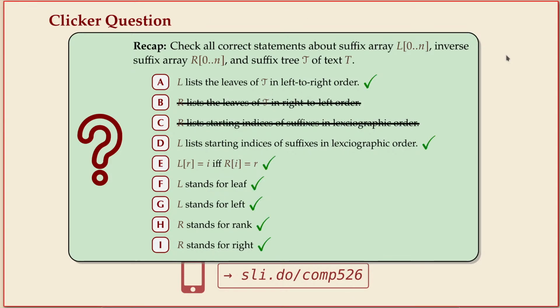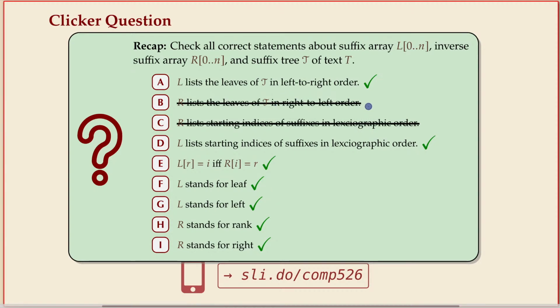So first of all, a few things are essentially just the definition. The suffix array lists the leaves of the suffix tree in left to right order. That is correct. That's one way to define it. R does not have any direct relation with that order. It's the inverse permutation, so this is not true.